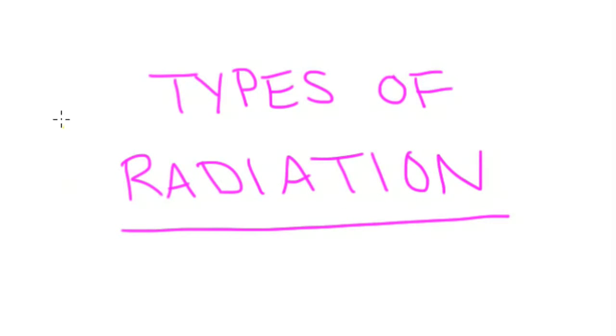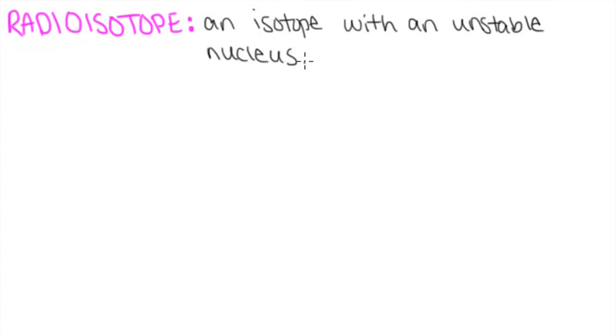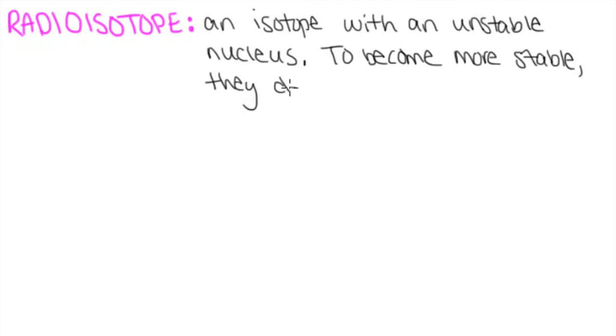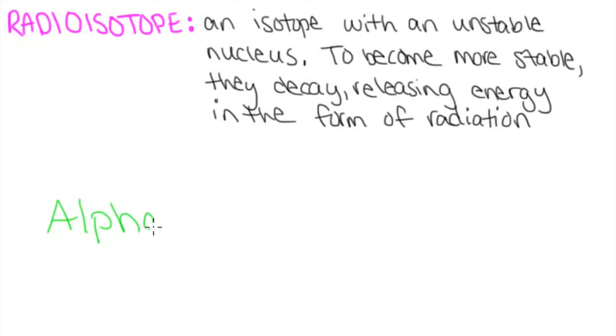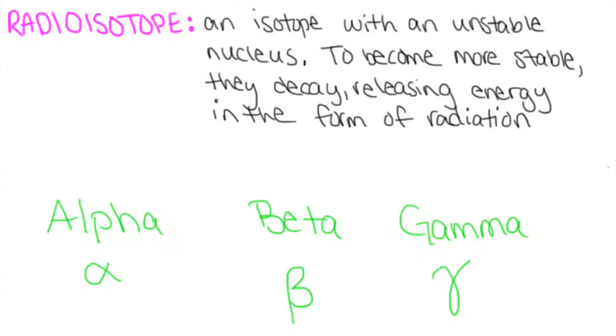Now let's move on to types of radiation. A radioisotope, also known as a radioactive isotope, is an isotope with an unstable nucleus. In an attempt to become more stable, they decay, releasing excess energy in the form of radiation. There are 3 types of radiation: alpha, beta, and gamma.